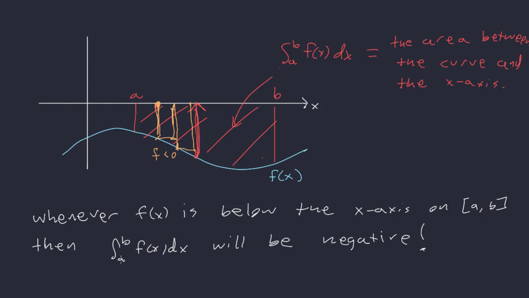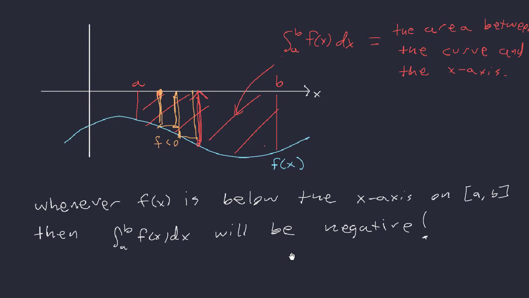I know that this is sort of different. This kind of goes against the idea of what we think of area. We always think of area as positive. Well, that's still true. This actual area is positive, but the definite integral spits out a negative because it's telling you two things. It's telling you area and direction.